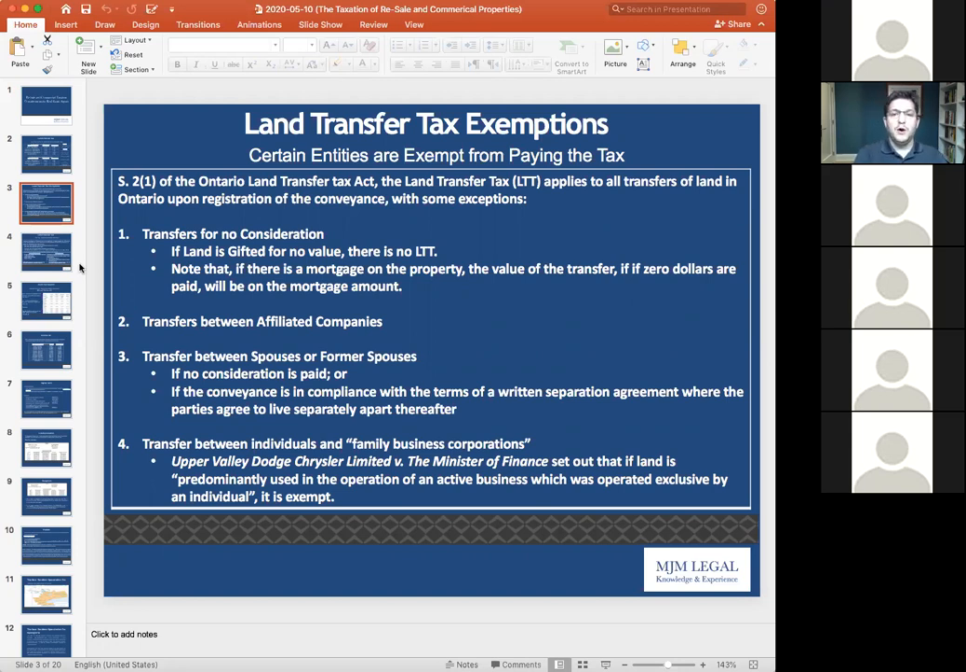Section 2.1 of the Ontario Land Transfer Tax Act, which, by the way, is mimicked by the Metro Toronto Tax Act, applies to all transfers of land except transfers with no consideration. So, unlike every other tax that is payable, capital gains, income tax, or anything else, in the Income Tax Act, there's something called imputed value. Imputed value means that two parties can set any value they want for a transaction.